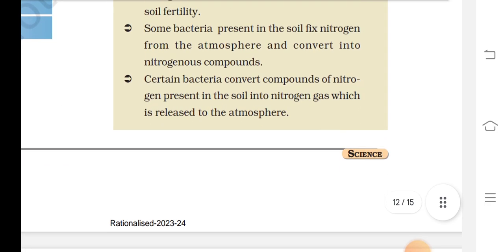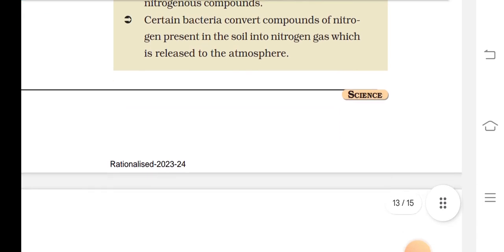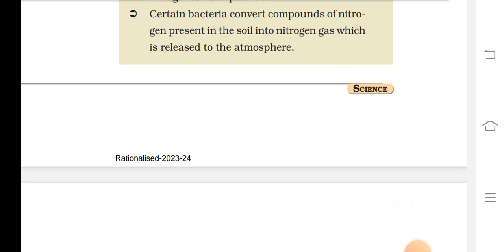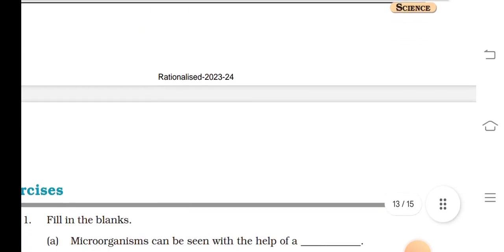Some bacteria present in the soil fix nitrogen from the atmosphere and convert it into nitrogen compounds. Certain bacteria convert the compounds of nitrogen present in the soil into nitrogen gas, which is released to the atmosphere.